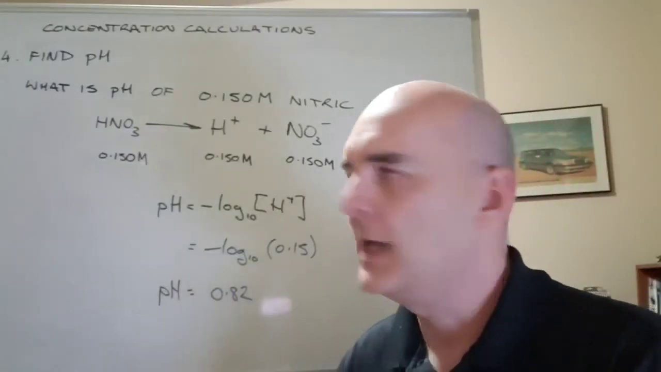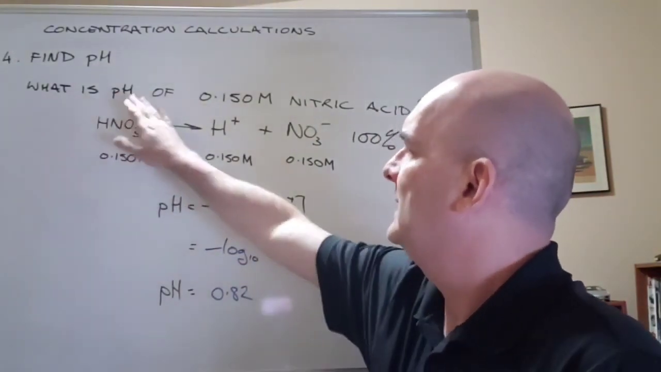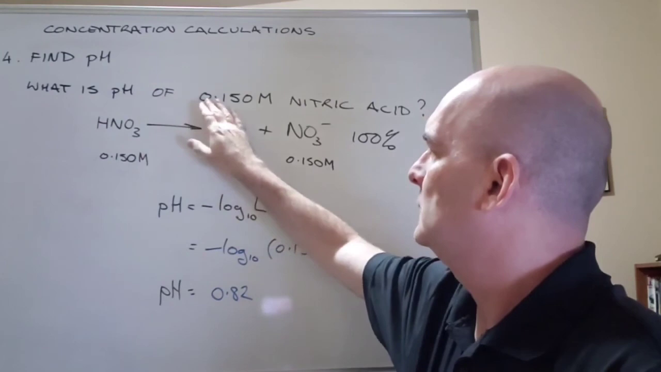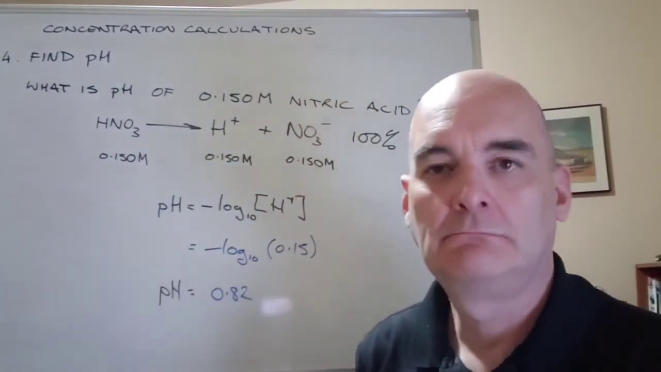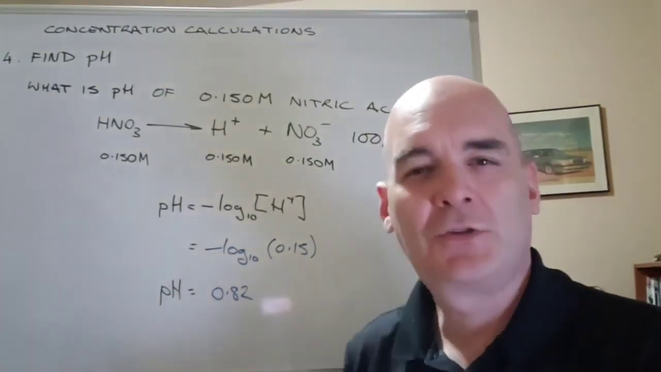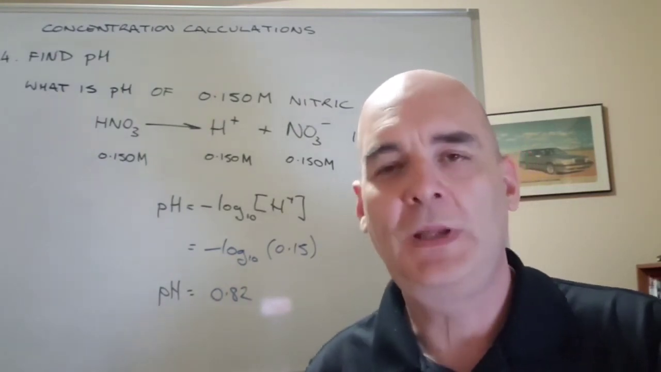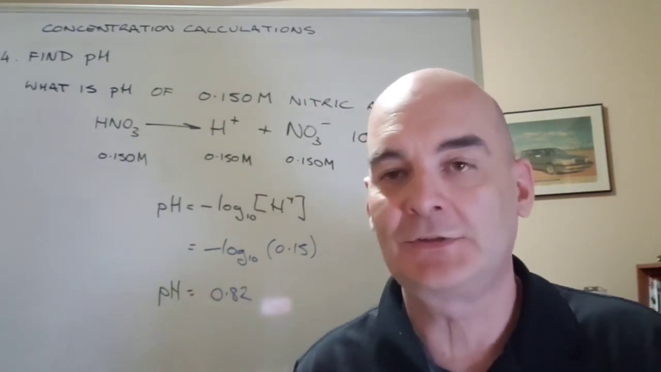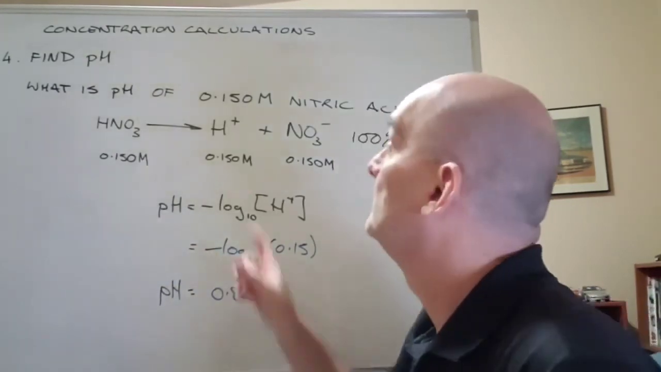Here's a final calculation. Let's find the pH. What is the pH of 0.150 molar nitric acid? No volume in the question. Don't need it, because the pH of a liter of that acid would be the same as 10 milliliters of that acid. The pH is going to be independent of amount.